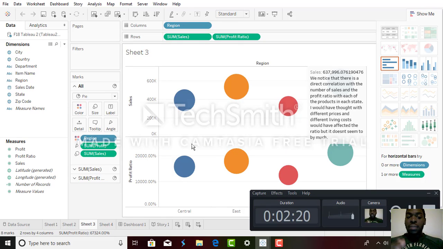Third is the relation between the sales and the profit ratio. Of course, there's a direct correlation between the two. It was expected, but sometimes you never know. I wanted to visualize it and actually see it for myself, and here it is.